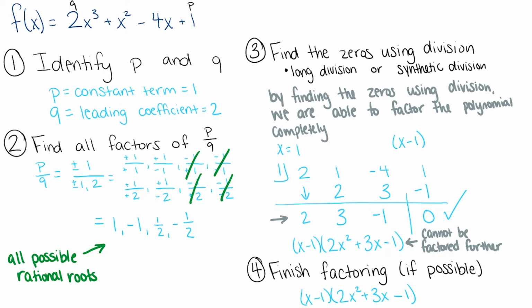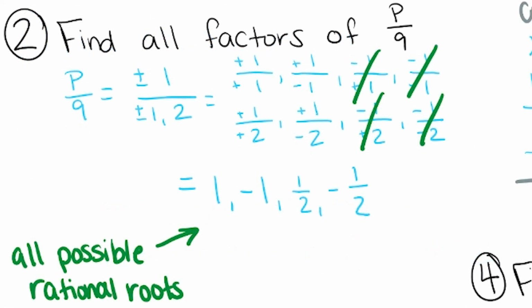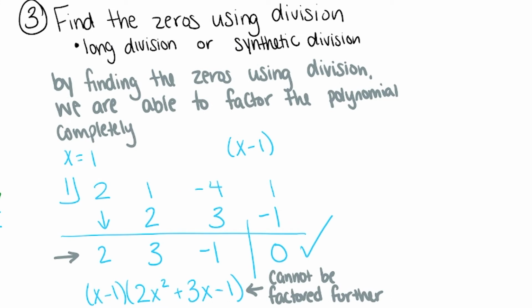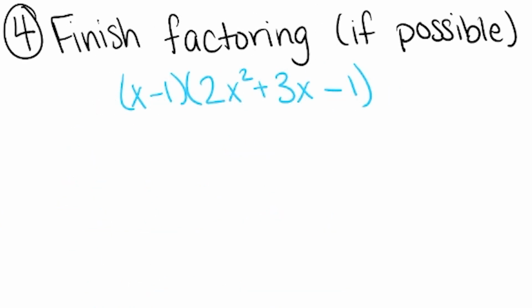So just to walk through this again, we start with our p and our q. Our p is our constant term, the term at the end, and our q is our leading coefficient, that number at the beginning. We want to find all of our factors of p and q to find all of our possible rational roots. And then we're going to go one by one, use division to identify which one is our root. When we have a remainder of 0, that means we found our root. So now we can rewrite our polynomial using that root and whatever we have left over, and then continue to factor from there if possible.